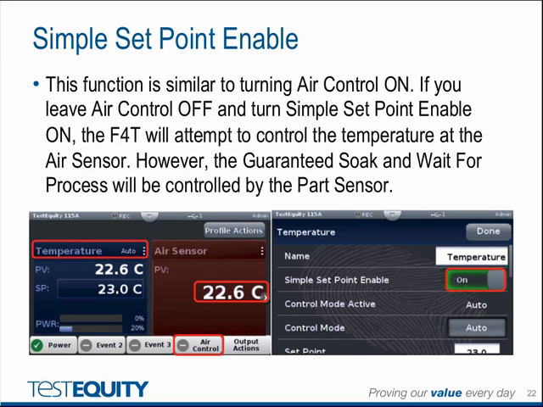Or in a wait for process step in a profile, the step will not begin timing until the temperature on the part sensor is at a predetermined temperature setting. In this way, you are only controlling the air temperature, but using the DUT temperature to determine when the step begins timing out. At the same time, you are monitoring the DUT temperature, which can be recorded using the F4T's built-in data logging feature.